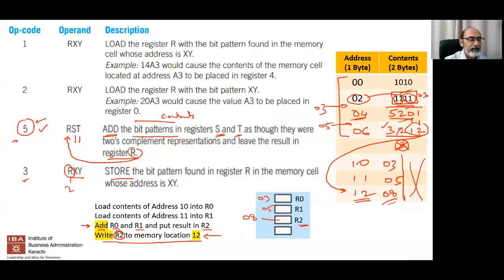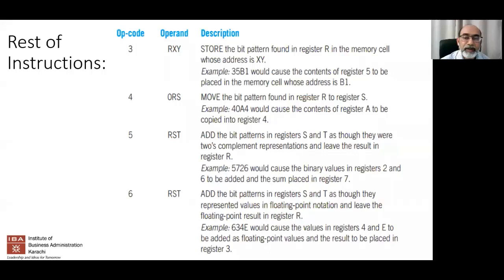Now let's move on. These are some of the other instructions that are present in the machine code, which is in Appendix C. Okay, so let's take a look at some of these. Opcode 3 we've already looked at. We looked at opcode 5. Let's look at opcode 4. Now what does this do? It says, move the bit pattern found in register R to register S, okay? So it's simply moving data from one register to another. Now, my question is, are we using the entire operand in this? Okay, the operand has got 12 bits, and we're simply moving the contents of one register to another.